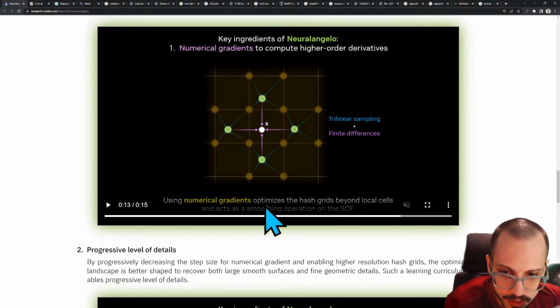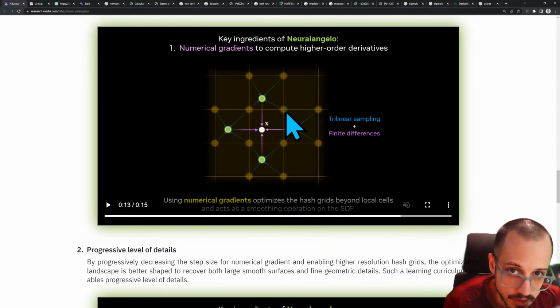Okay, so using numerical gradient optimizes the hash grids beyond the local cells and acts as a smoothing operation on the SDF. Okay, so basically, if you were to do this analytically, you would eventually get a gradient for these 4 points right here, right? These 4 points, these local points, the local cell of this point, right? But because you're using numerical gradients, now you're not just pushing gradients into these 4 points here, you're pushing gradients into these, whatever this is, 2, 4, 6, 8, 10, 12, into these 12 points here, right?